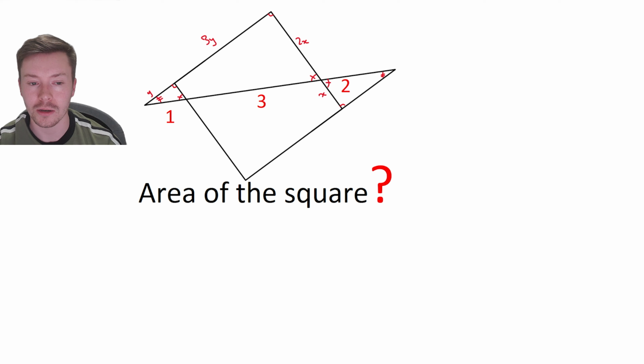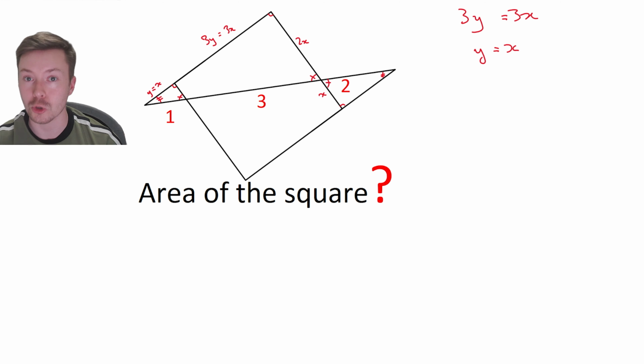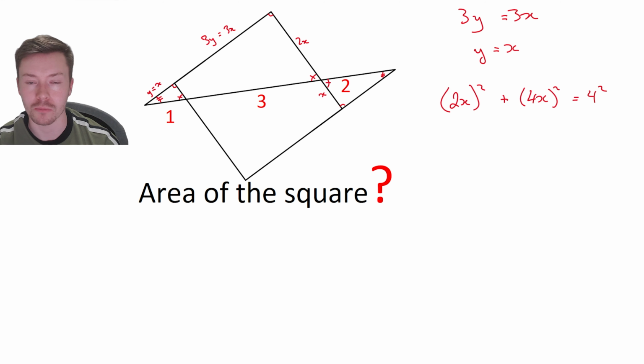Now, I've got lengths of my square, 3y and 3x, so they must be equal to each other because they're the sides of a square. That gives us that y is equal to x. If we put that on the diagram, it helps us, because using the triangle with hypotenuse 4, which has a right angle in it, I can use Pythagoras' theorem. So I've got the 2x and the 4x, the 3x add the x, and that must be equal to 4 squared when you square both of those and add them together.